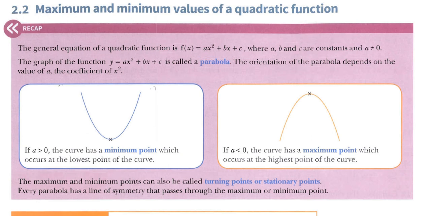I am reading again the last line. Every parabola has a line of symmetry that passes through the maximum or minimum point. Line of symmetry means the line divides the parabola equally, half on the right hand side and half on the left hand side, and the line of symmetry always passes through the maximum or minimum point. So from this concept we are able to start exercise 2.2. Let's have a look at question number 1, exercise 2.2.